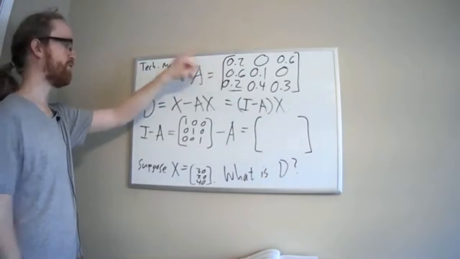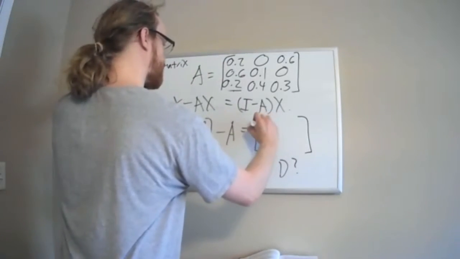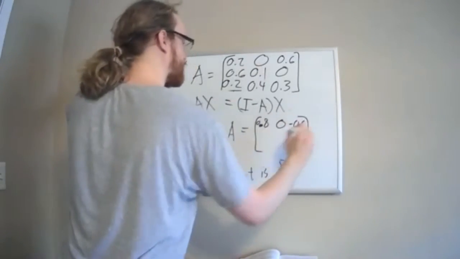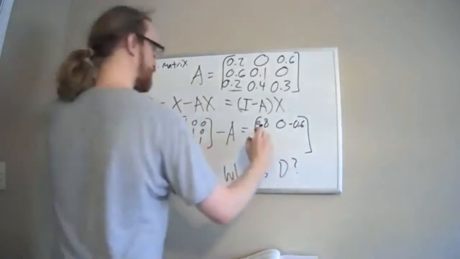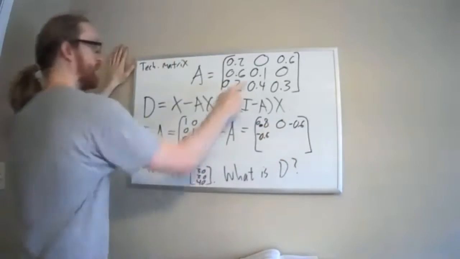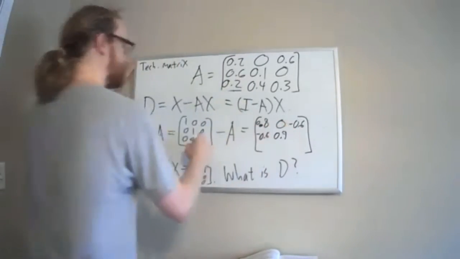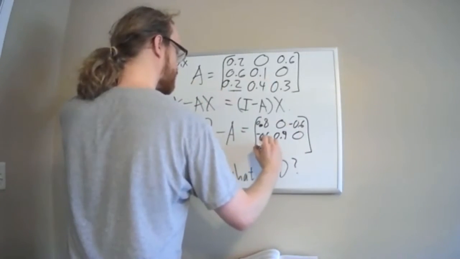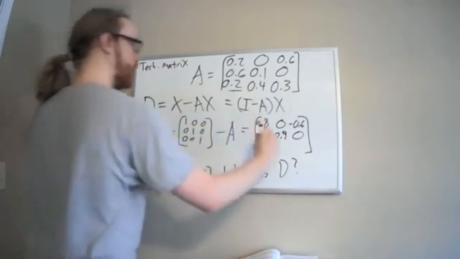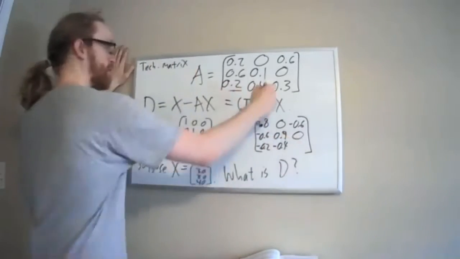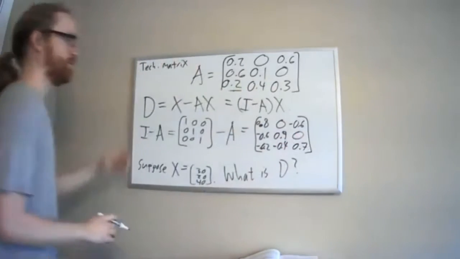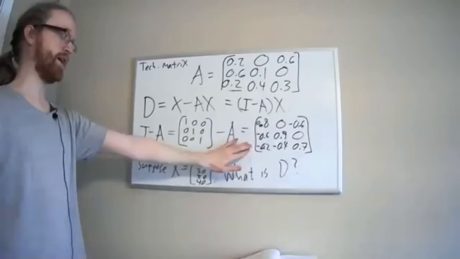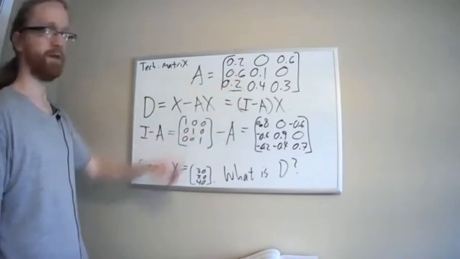So what's 1 minus 0.2? That's 0.8. 0 minus 0 is 0. 0 minus 0.6 is negative 0.6. 0 minus 0.6 is negative 0.6. 1 minus 0.1 is 0.9. 0 minus 0 is 0. 0 minus 0.2 is negative 0.2. 0 minus 0.4 is negative 0.4. And 1 minus 0.3 is 0.7. Okay. So this is my matrix I minus a. I just take this identity matrix and subtract my technology matrix.